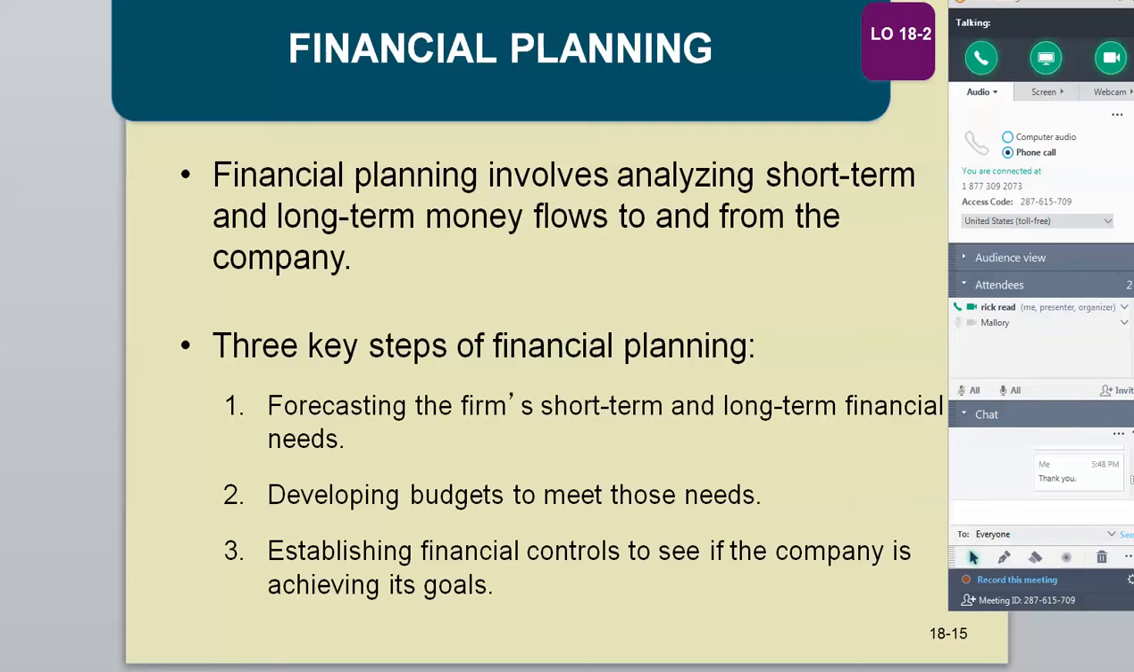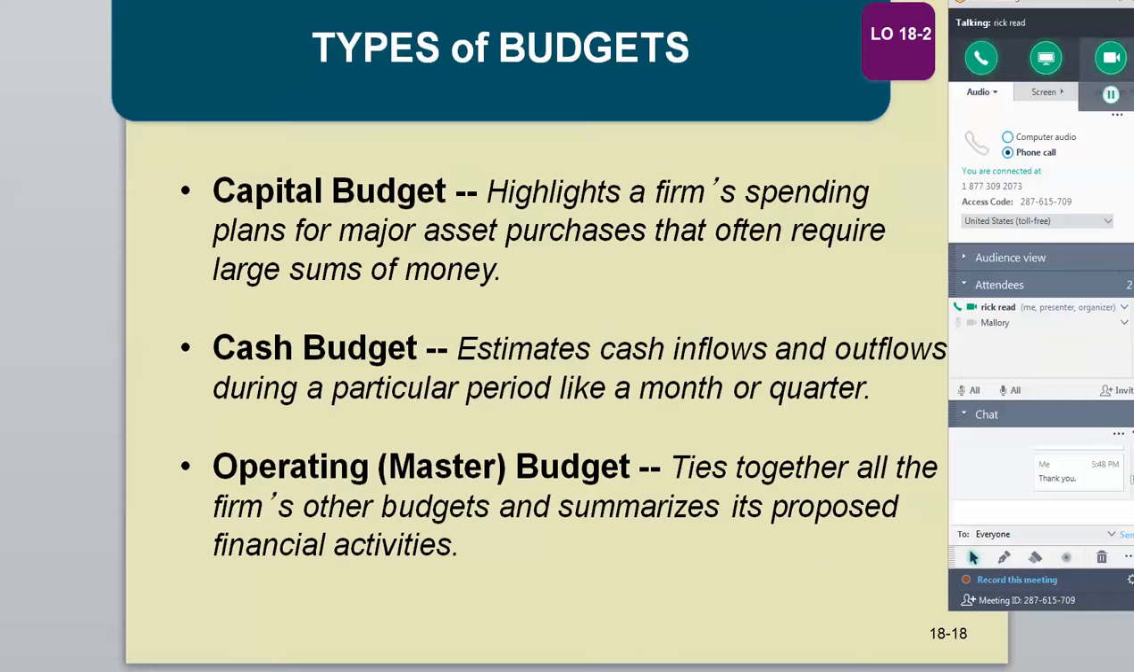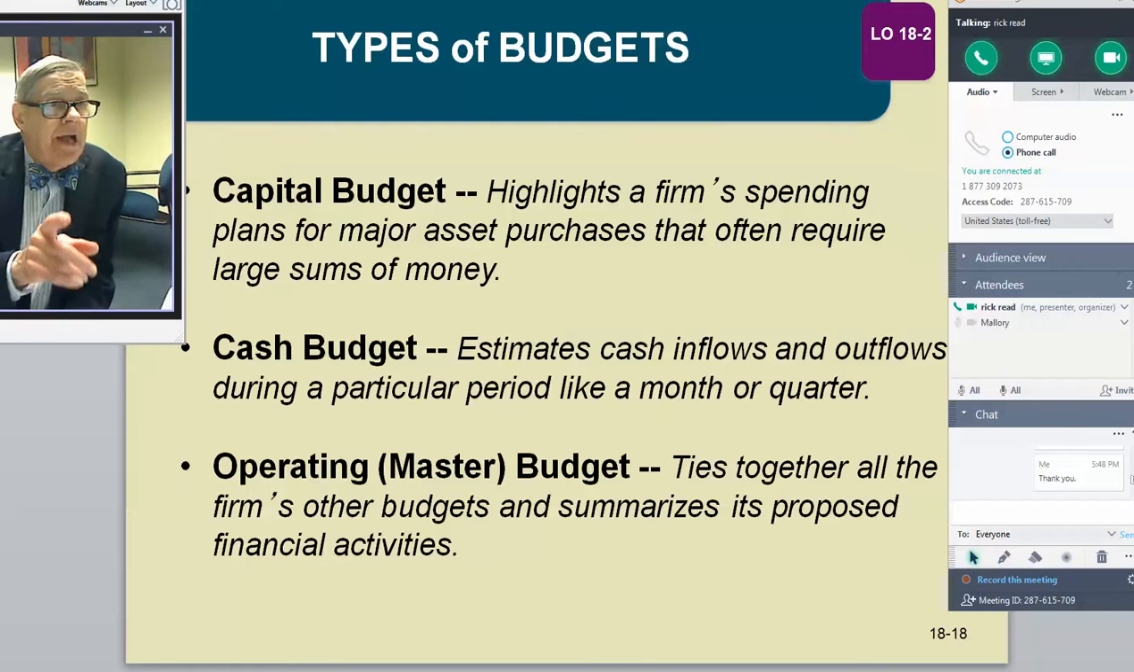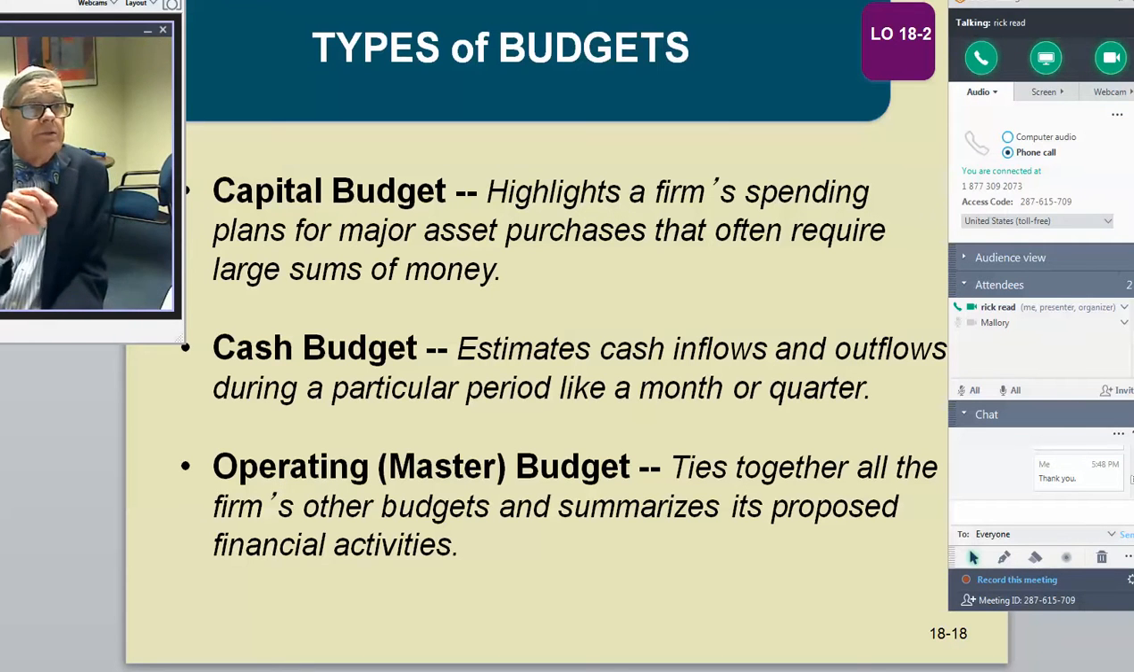3 types of budgets: capital, cash, and operating. So the capital is exactly what it says. It's big ticket items. It's for machinery, for equipment and things of that nature. Maybe for purchase of land, for purchase of buildings, et cetera. A lot of money we're concerned about, and so this is what we're doing here.